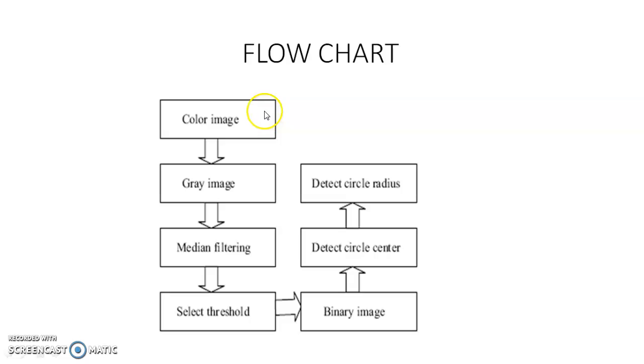We will be importing a color image. This is the main thing; we will need a color image. Then we will convert it into a gray image so that it is better. After that we will apply median filtering. Then we will select a threshold, then convert into a binary image, then detect the circle's center, and after that detect the circle radius.